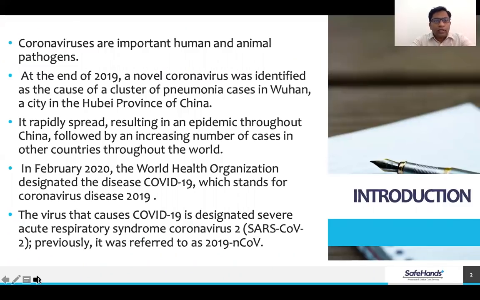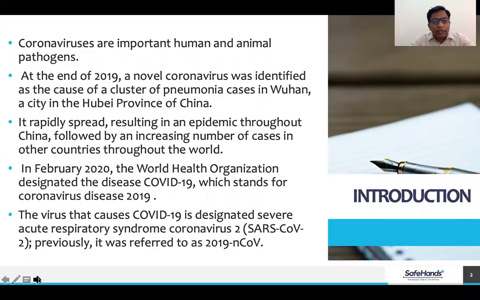So, introduction to COVID-19. Coronaviruses are important human and animal pathogens. At the end of 2019, a novel coronavirus was identified as the cause of a cluster of pneumonia cases in Wuhan, a city in Hubei province of China.